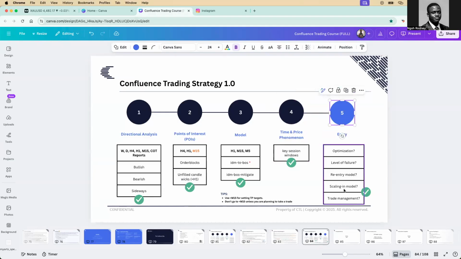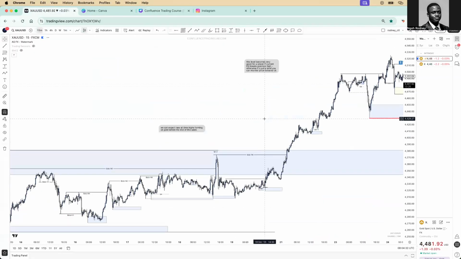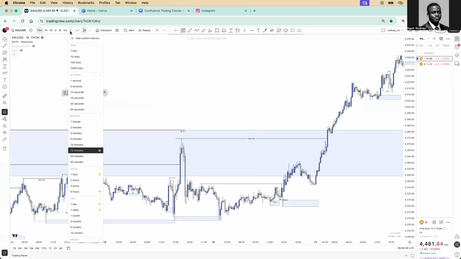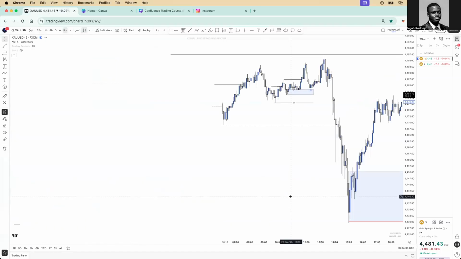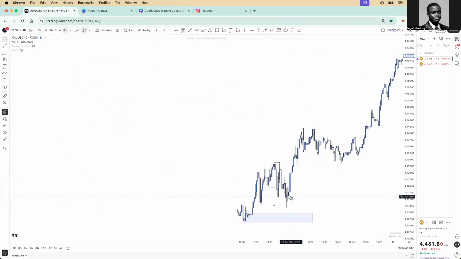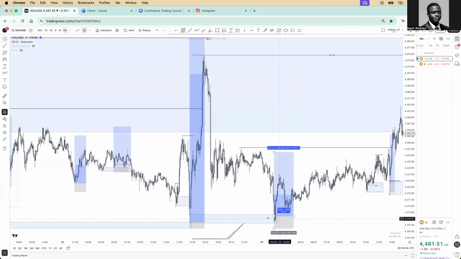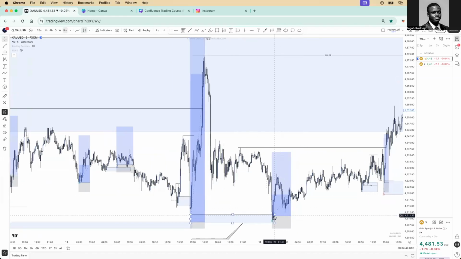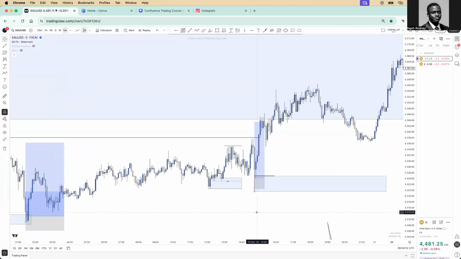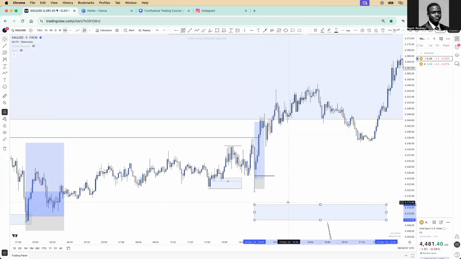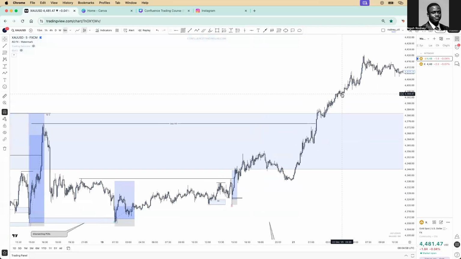The entry is now everything you do after you enter a trade: level of failure, re-entry model, scaling-in model, trade management, and so on. In this trade here, there's something I did not show you in the last one, but I actually had a re-entry model. I did not get into this trade here, but I showed you all the reasons for which you could have entered. So I tried to re-enter here, and you can see how I got stop loss hit on this trade.